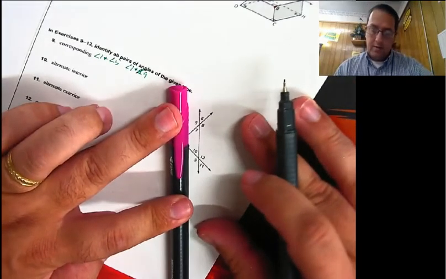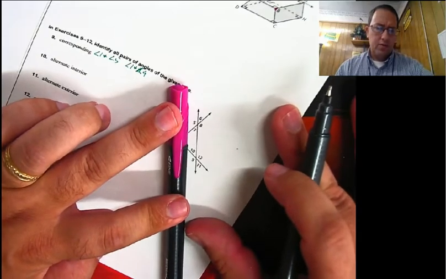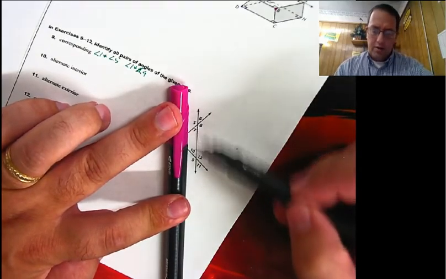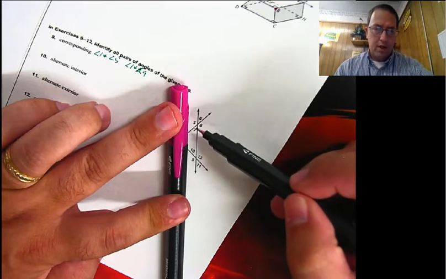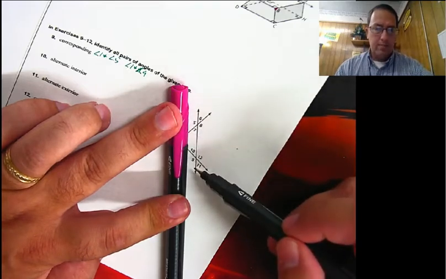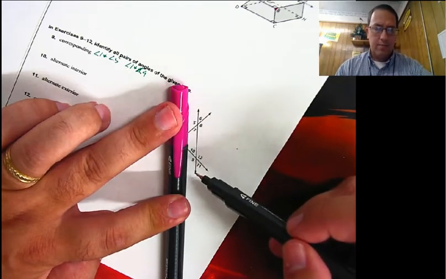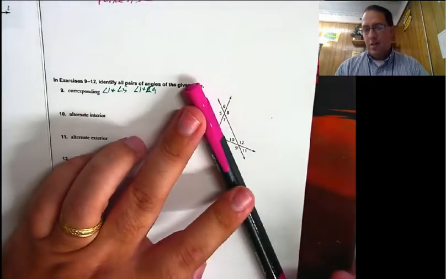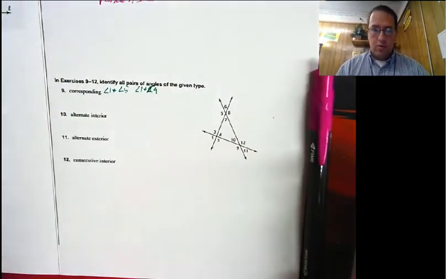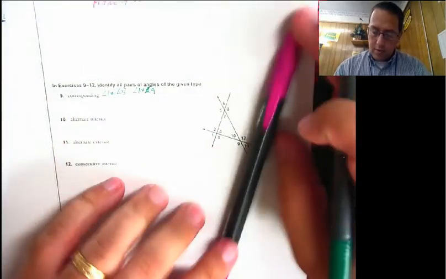Turn it. There we go. I find it's easier if you have your transversal going vertical. So here, going this way, 5 is on the top, 9 is on the bottom. Those are not in the same place, are they? No. So 5 does not correspond to 9, even though both of them correspond to 1. Okay, so let's just keep looking over here. Let's look at angle 2.